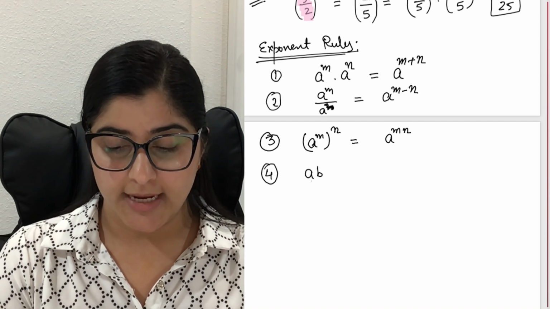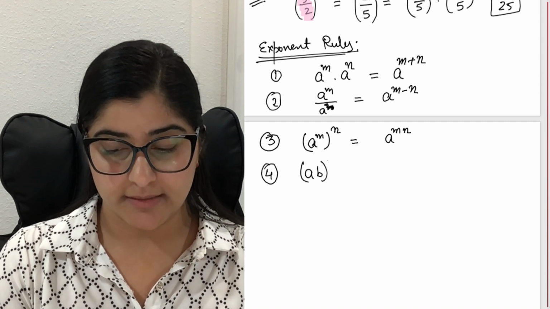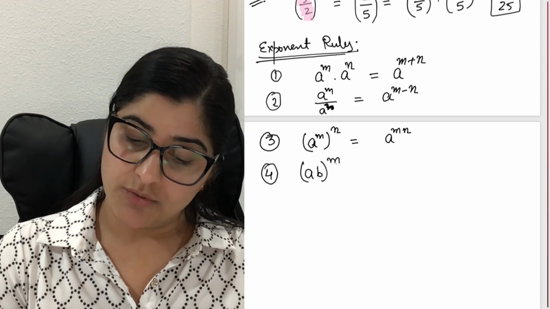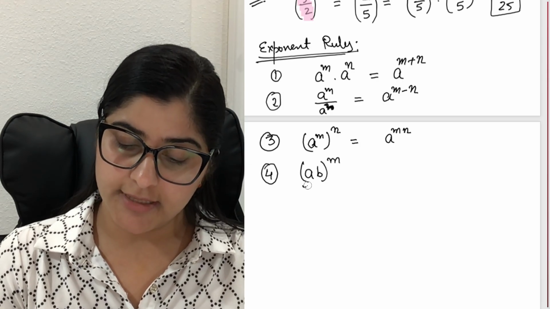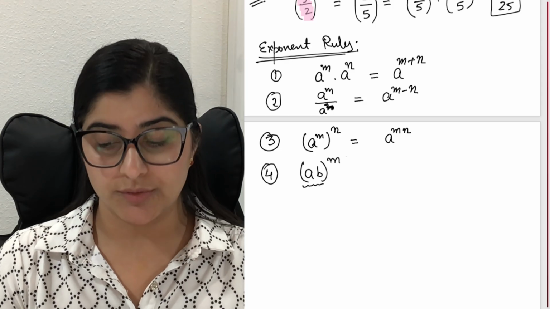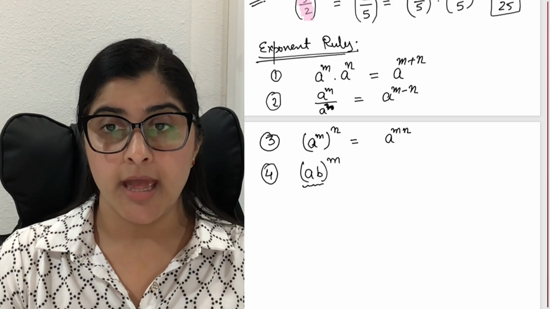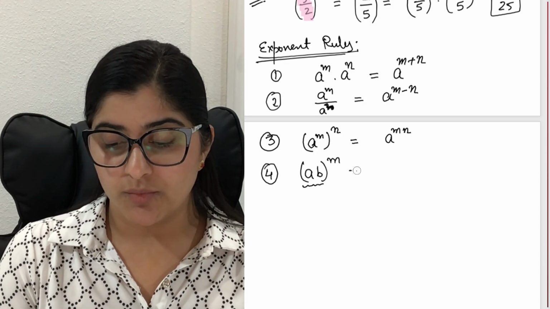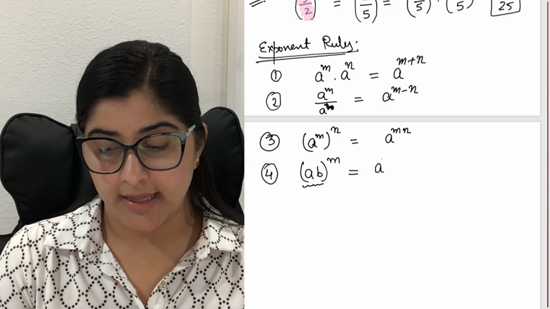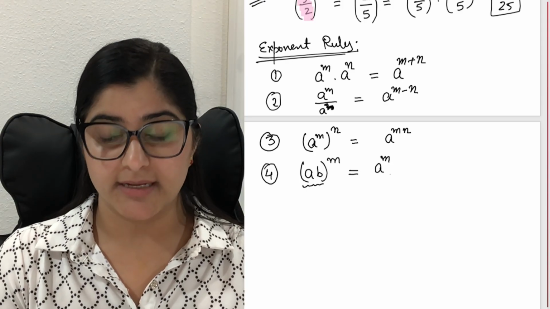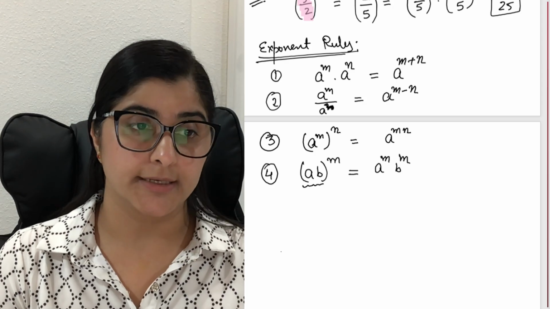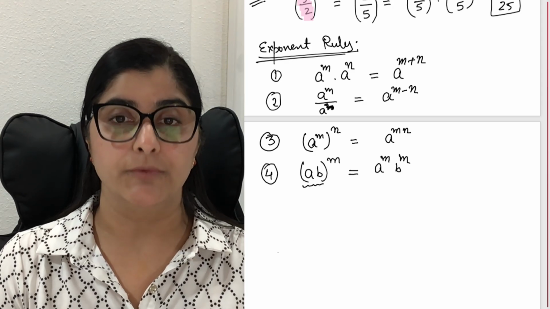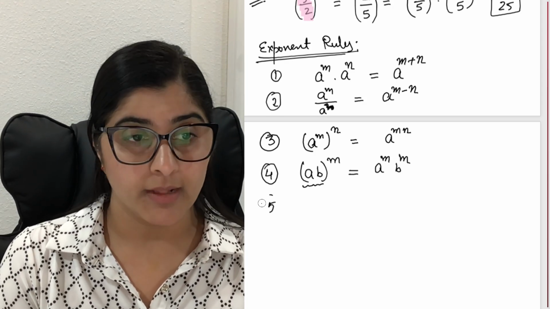If you have a times b in the base and there is a bracket and m, when the power is outside the bracket, it belongs to everything that is inside the bracket. So this power belongs to a as well as b. So we can separate this power as a power of a and the power of b. We can open the bracket. According to the problem, we can use this.